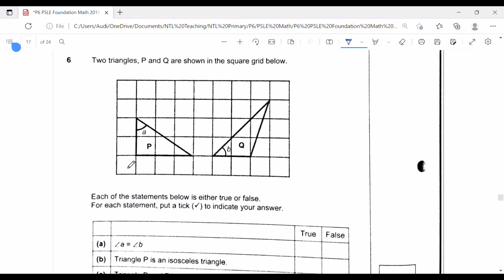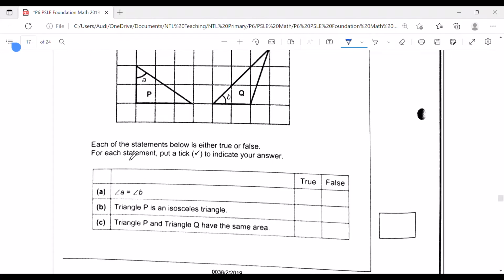Right, we're moving on to question number 6. Two triangles P and Q are shown in the square grid below. Each of the statements below is either true or false. Put a tick to indicate your answer. Right, let's look. First statement is angle A is equals to angle B.